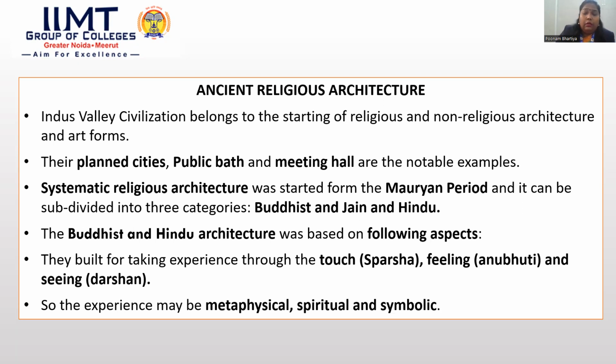So why was the religious architecture built? The Buddhist and Hindu architecture was based on the following aspects. They were built for taking experience through touch, feeling, and seeing. Touch means sparsha, feeling means anubhuti, and seeing means darshan. So there are three philosophies behind the establishment of religious architecture. And they are also for the experience, maybe metaphysical, spiritual, and symbolic form.